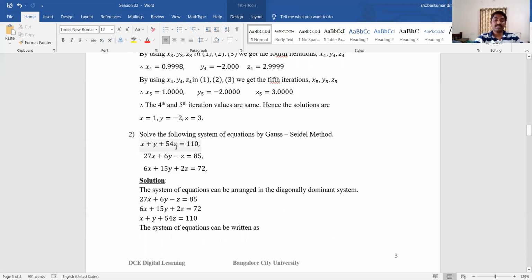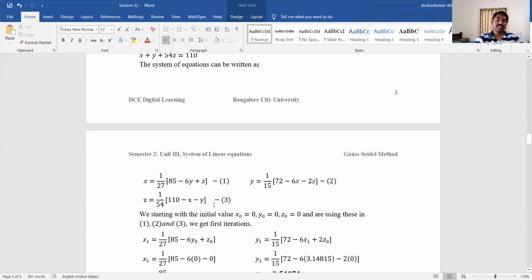x plus y plus 54 z is equal to 110, 27 x plus 6y minus z is equal to 85, 6x plus 15y plus 2z is equal to 72. Here, by observing, this is not a diagonally dominant system, therefore make it diagonally dominant. Just rearrange the given system of equations. Take this as the first equation, this as the last equation, and this as the second equation, then it becomes diagonally dominant. Now applying Gauss-Seidel method.